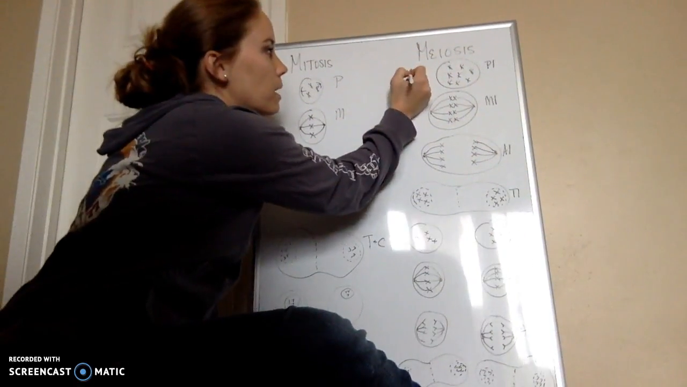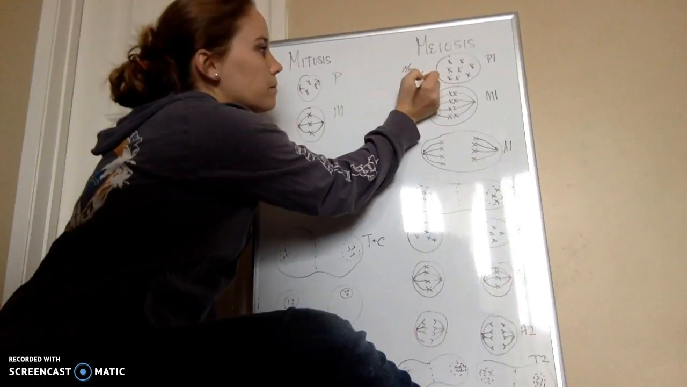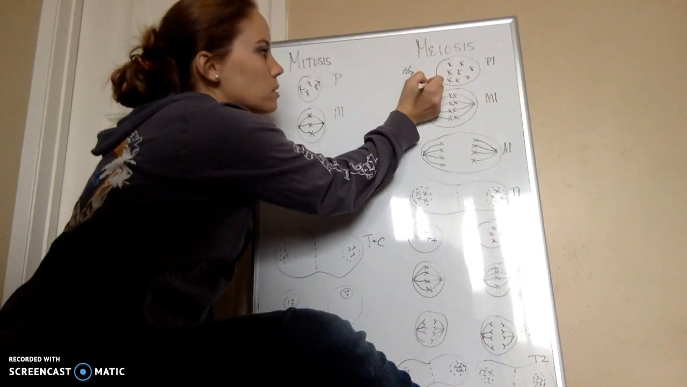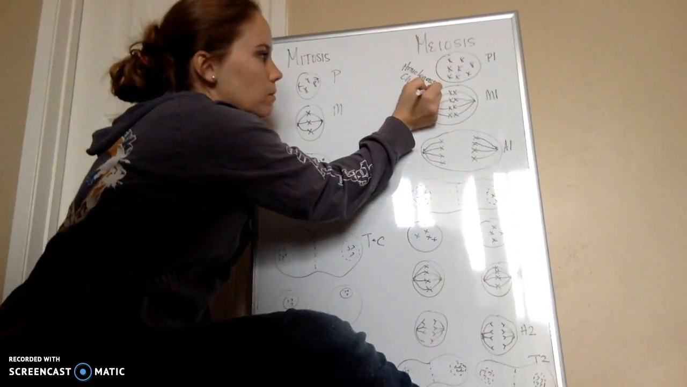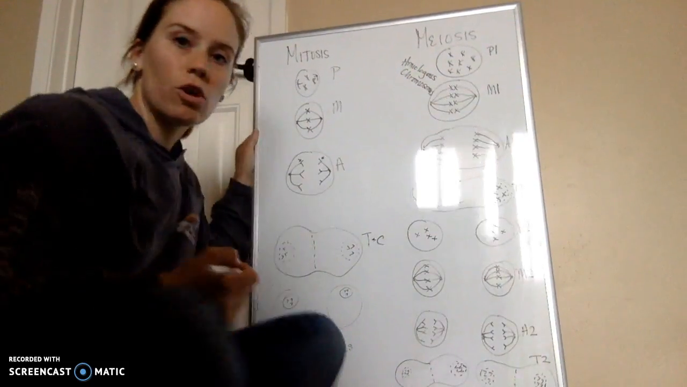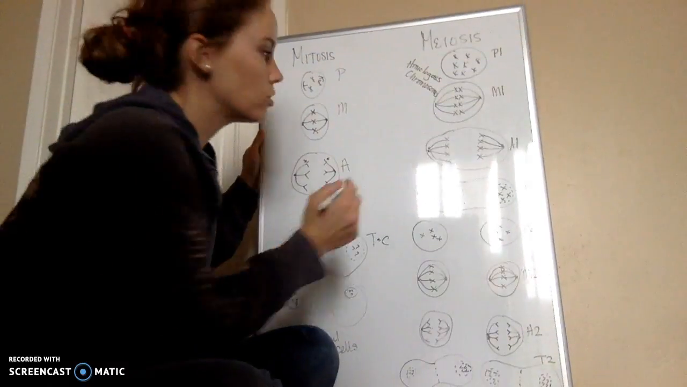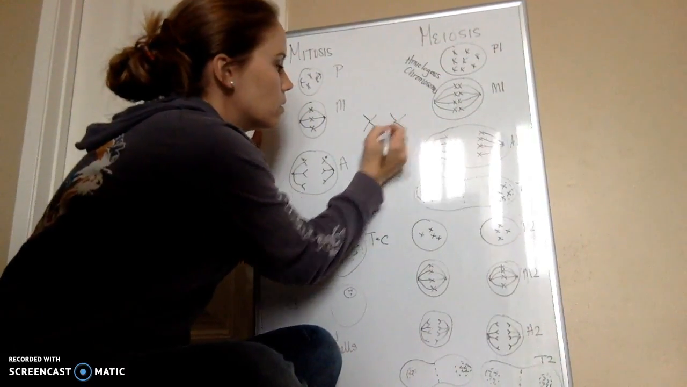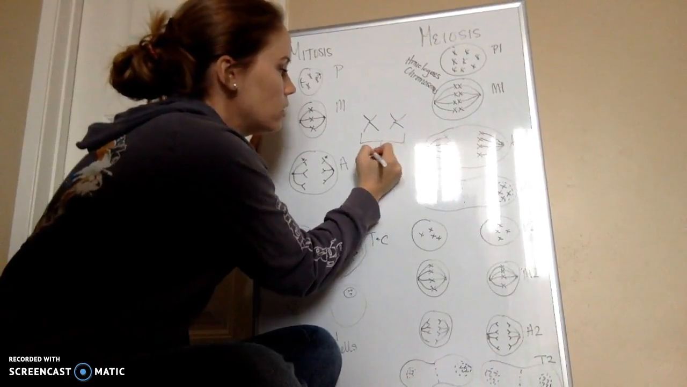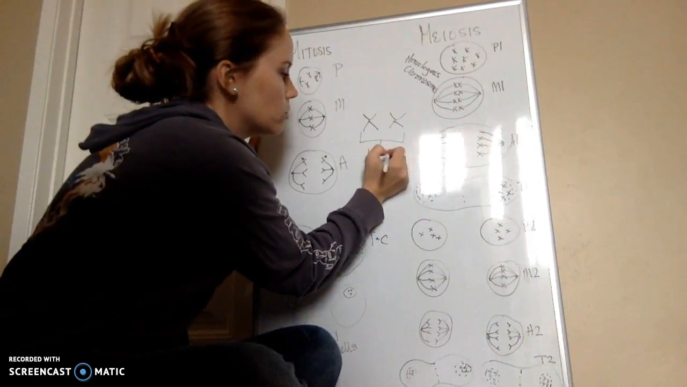So when we're talking about meiosis 1, whoops, I spelled it wrong. We want to talk about homologous chromosomes. A homologous chromosome is made up of sister chromatids. So I'm going to draw it here for you. These 2 together are homologous chromosomes.